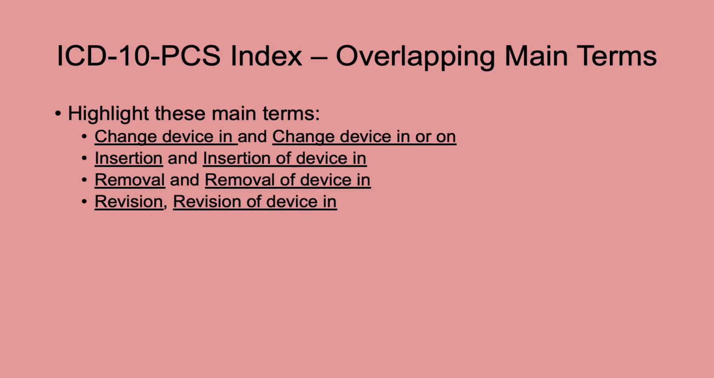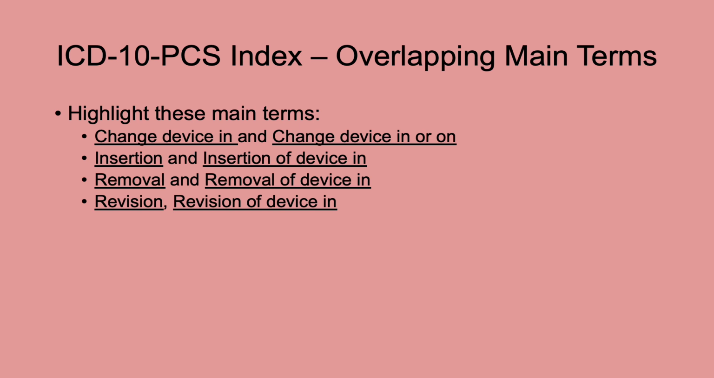Okay, let's start with the PCS index. Now, some of the main terms are overlapping. For instance, there's a main term for change device in and also change device in or on. There's main term insertion and a main term insertion of device in. Removal and removal of device in, and revision, separate revision of device in. So this can be confusing, so I suggest you just highlight or underline these changes, and that way, it'll catch your eye. The point of this whole thing is to catch your eye.